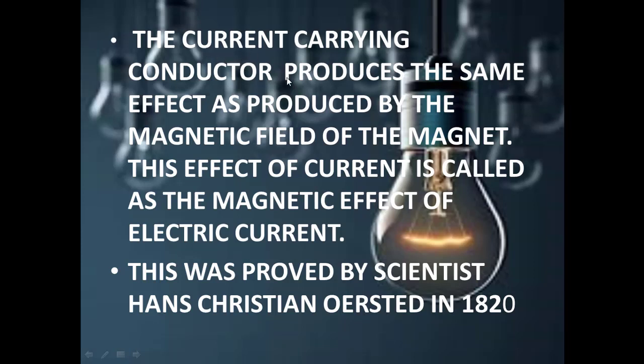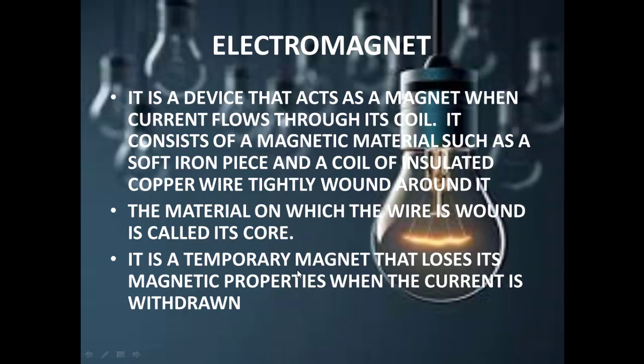The current carrying conductor produces the same effect as produced by the magnetic field of a magnet. This effect of current is called the magnetic effect of electric current, and this was proved by a scientist named Oersted in 1820. Well, we'll move on to the electromagnet.